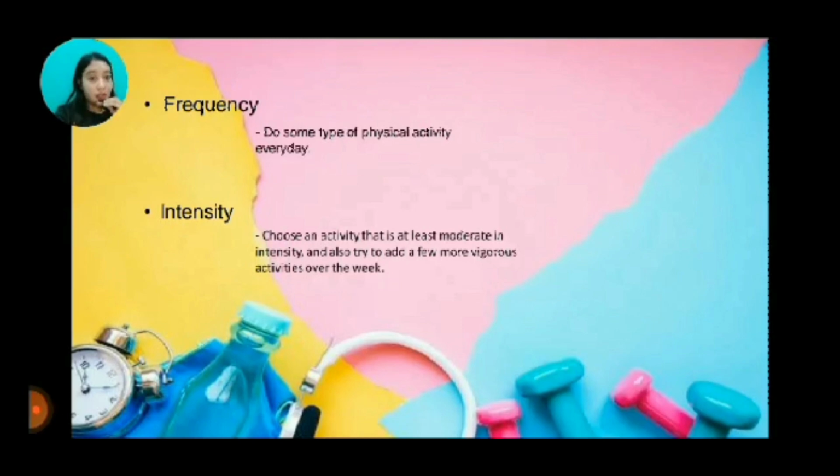Next, intensity. Choose an activity that is at least moderate in intensity, and also try to add a few more vigorous activities over the week. Vigorous activity is activity that makes you breathe hard and sweat. A moderate to high intensity workout is good for eliminating excess fat. Your selected activity should be one that drives up your heart rate to a point where it's more than half of your maximum heart rate. Stay hydrated both during and after to replace any fluid lost from sweating.